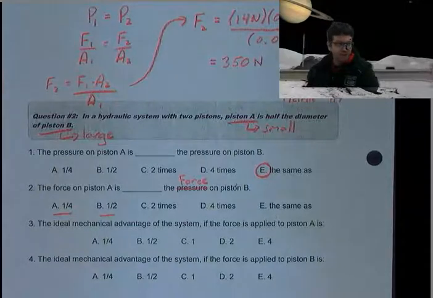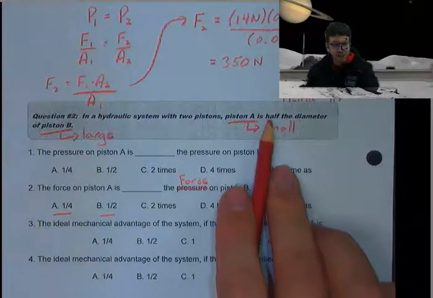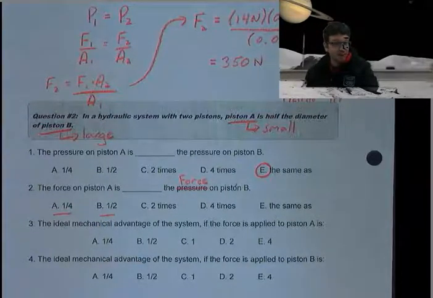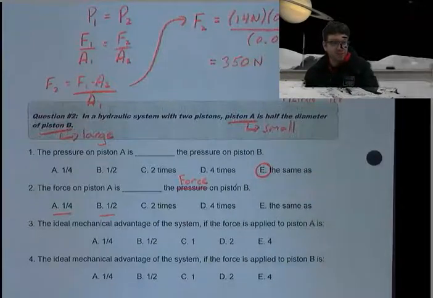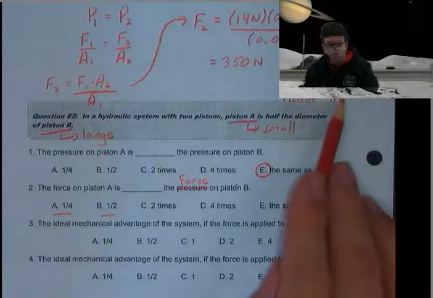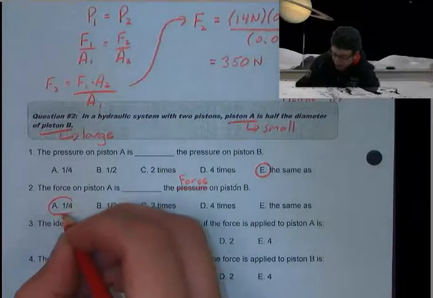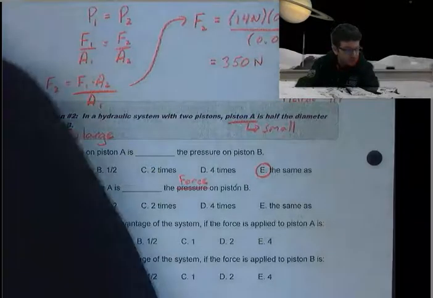Which one though? Now piston A has half the diameter. So you might guess that the force would also be half. But pressure is force over area, not force over diameter. And the area is pi r squared. So the half diameter will need to be squared. So if it's half the diameter, it's also half the radius. And 1/2 squared, or 1/2 multiplied by 1/2, is a quarter. Let me just pause it there, see how everybody's doing.